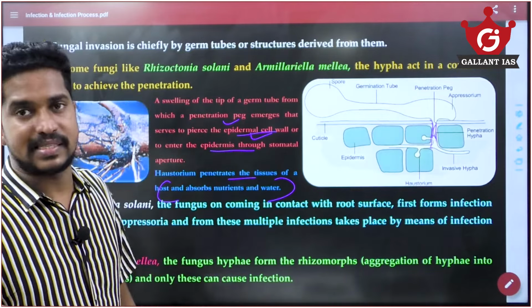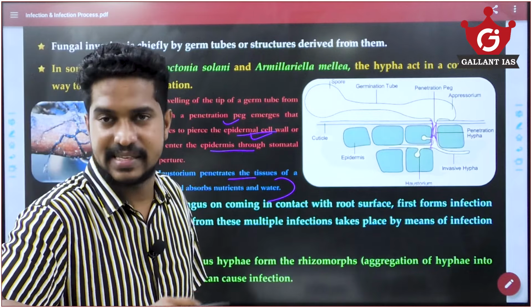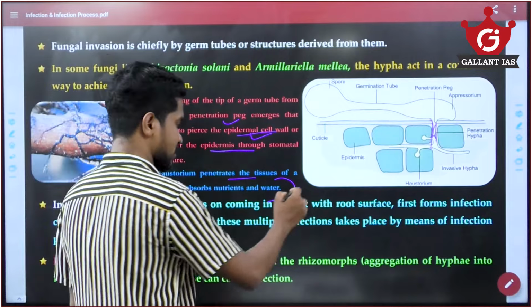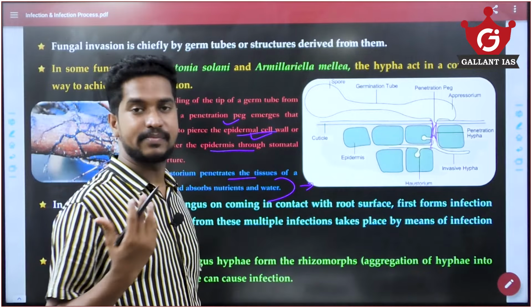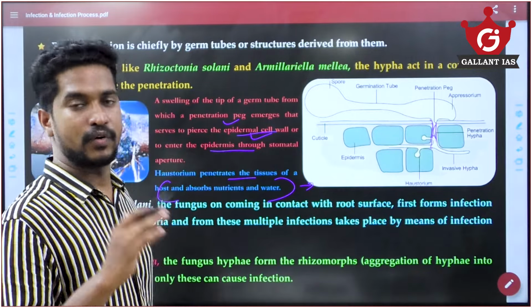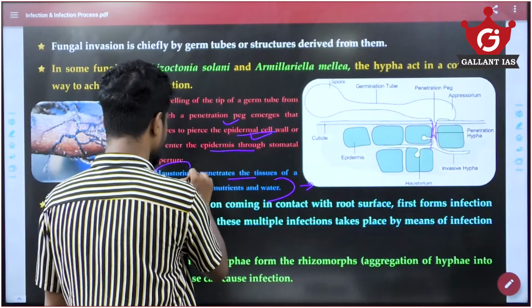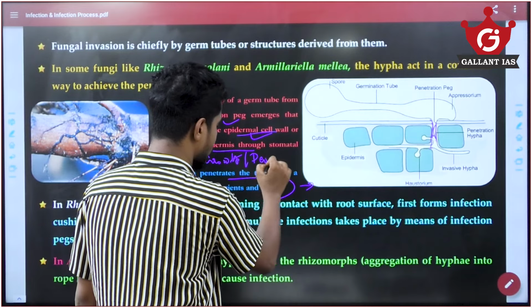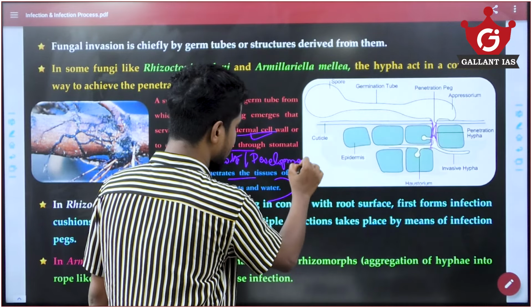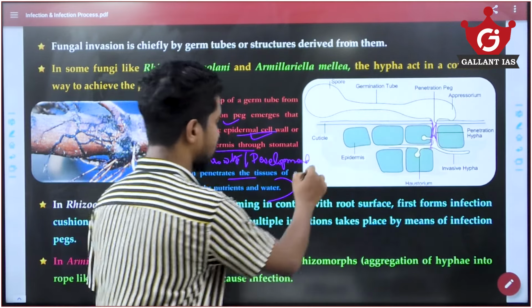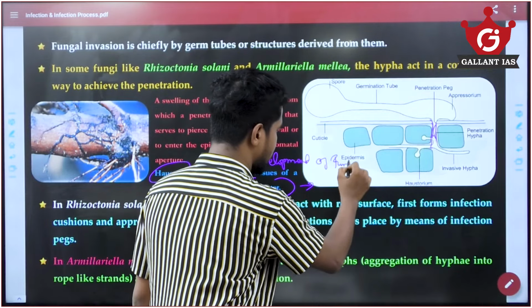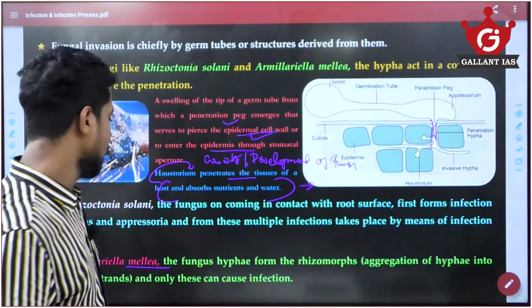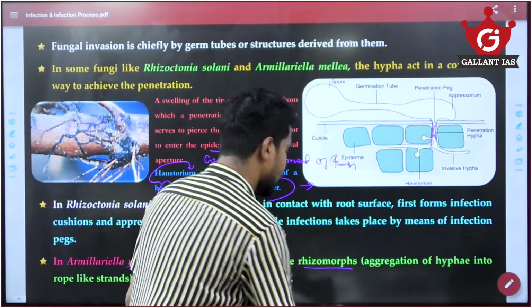Haustoria are specialized structures mainly seen in fungi, absorptive in function. The haustoria absorb nutrients and water for the growth and development of the fungi. And in Armillaria mellea, the fungus hyphae form rhizomorphs.